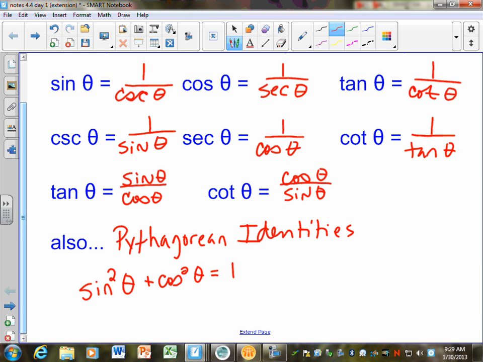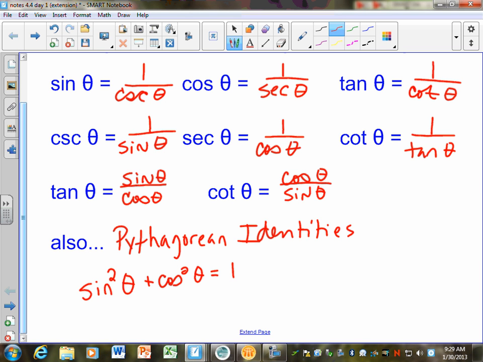Where does that come from? The Pythagorean theorem. Isn't sine normally the y value? So isn't this like saying y squared plus x squared? And in the unit circle, what's the radius? 1. Right? So that's where that comes from. It's not some magic thing that they made up. It's just using the fact of our x, y, and r values.